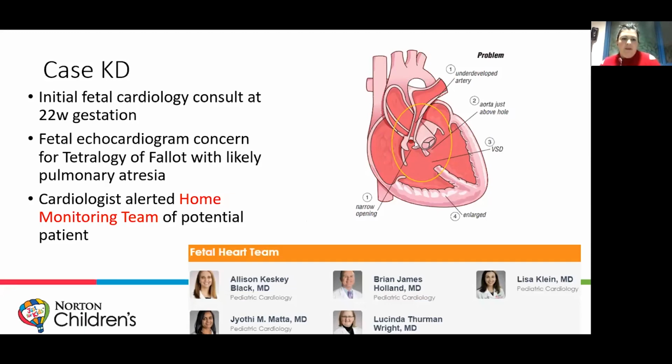At that point, the fetal cardiologist will alert myself or another member of our home monitoring team of a potential patient that will be in our home monitoring program once they undergo their initial surgery. So that way we can meet them fetally and get them as prepared as they can be.